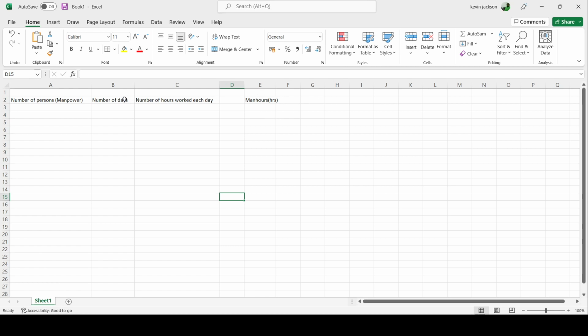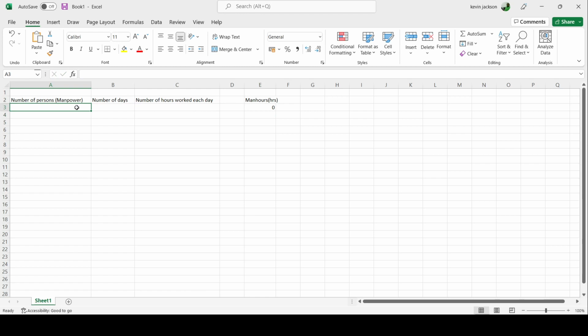So what I'm going to do, you see I already have the titles here: number of persons, number of days, number of hours worked, and man hours. Underneath the man hours heading, I'm going to type the equal sign, and then click in this cell here. We see up here in the formula bar, equals A3. Beside that, I'm going to shift asterisk, click here, shift asterisk, click here, and press enter. So this is a multiplication of these three.